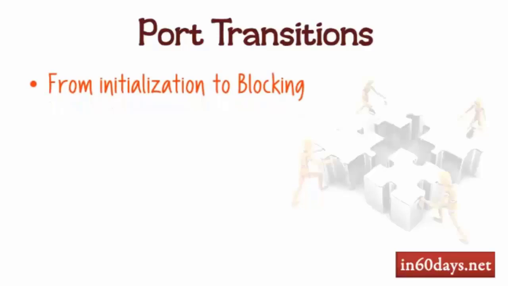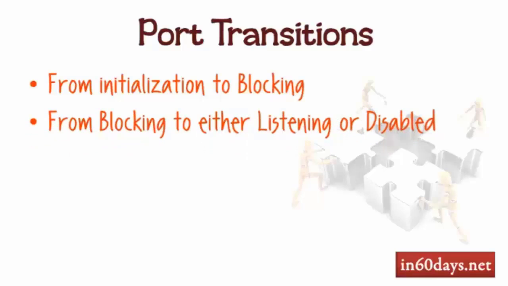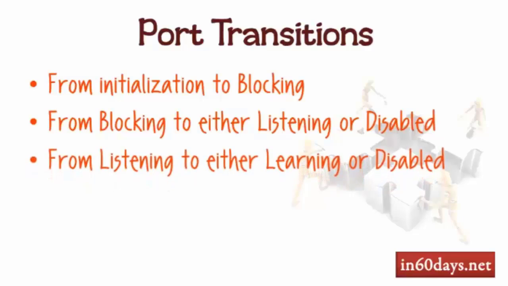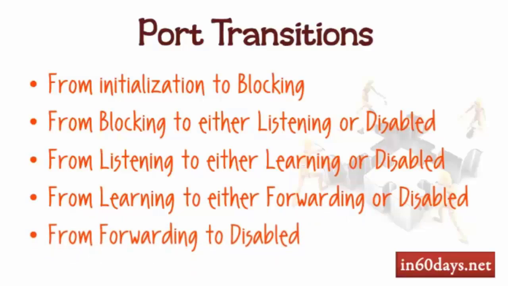So when spanning tree runs, the spanning tree ports, the switch ports, will transition through phases. Initialization to blocking to either listening or disabled. From listening to either learning or disabled. From learning to either forwarding or disabled. I hope you're taking notes here. Or from forwarding and then forwarding to disabled. Now the port could be left at forwarding, or it could be closed down into disabled state.